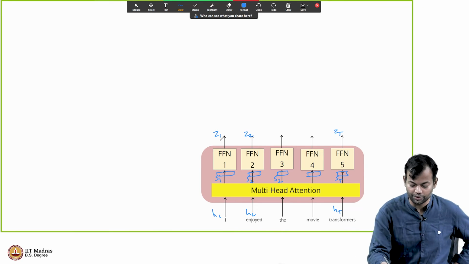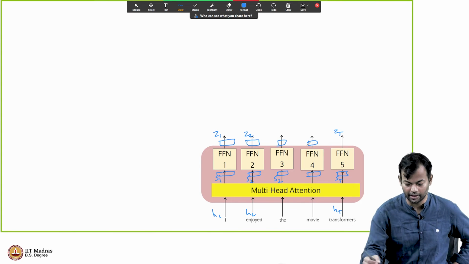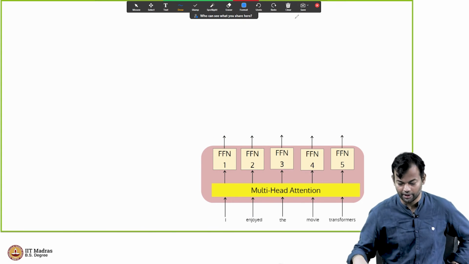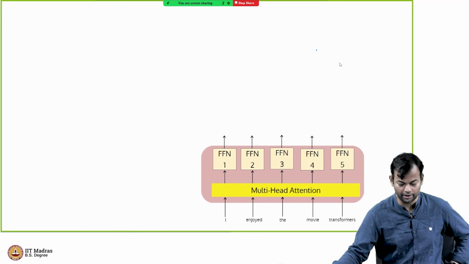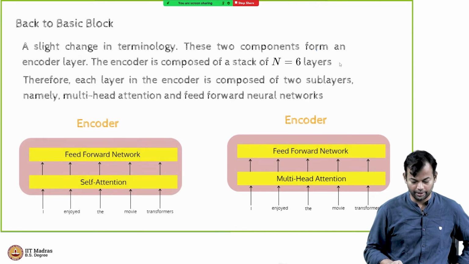It is going to pass through a feed forward neural network and again give you a d-dimensional representation at the output, right? That's all that is happening here. So the feed forward neural network is only acting as a projection layer here, right?